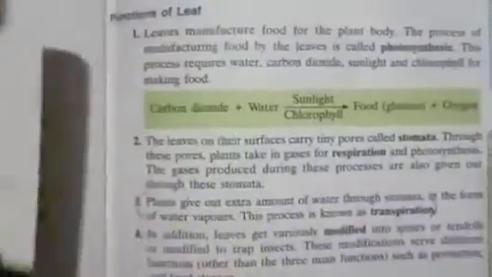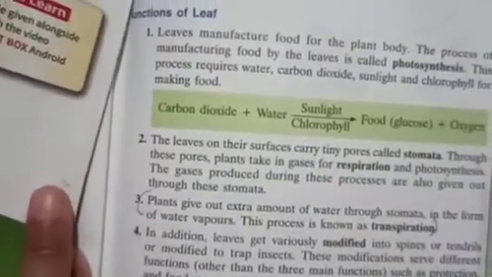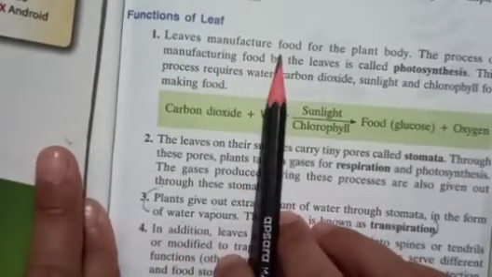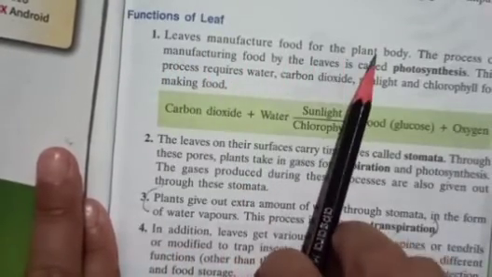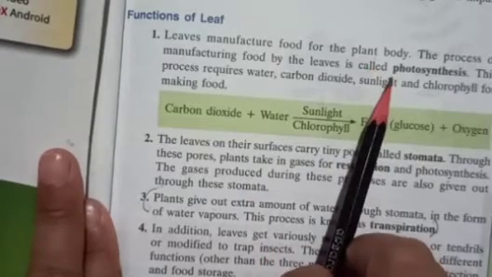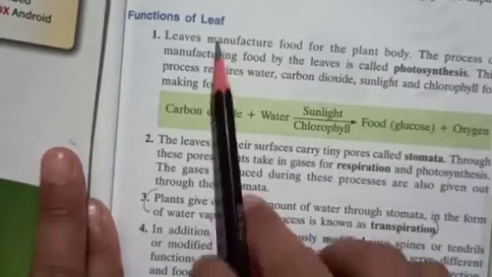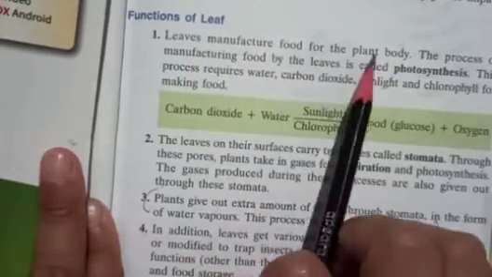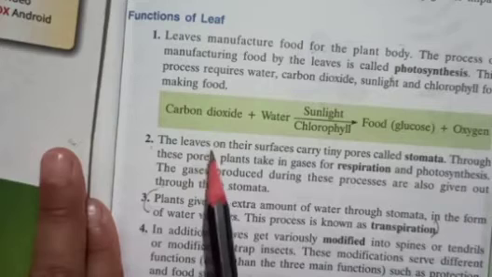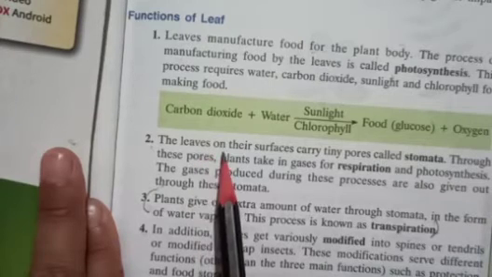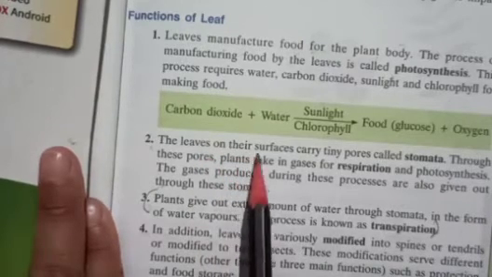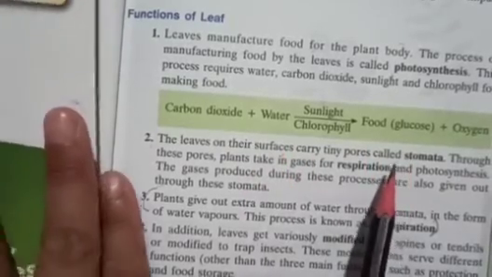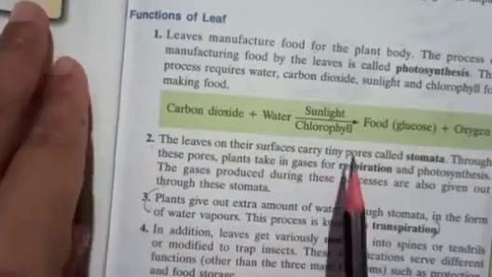Okay, page number 3, and all the functions are written here. The first function is that it manufactures the food for the plant body by the process of photosynthesis. You can write all this, or you can write it in a single, very short line. Then the second one is that it has tiny pores on its surface called stomata. So it helps in the exchange of gases.